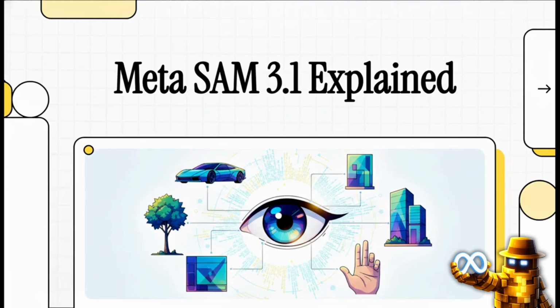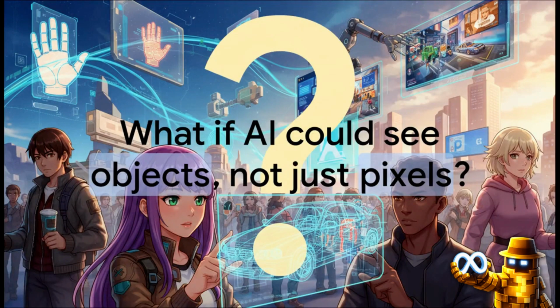Today, we are diving into a really cool breakthrough from Meta that's literally changing how AI sees the world. I mean, imagine an AI that doesn't just look at a picture, but actually understands every single object inside it, what it is, where it's going, all of it. Well, that's the promise of Meta's new SAM 3.1, and we're going to break down exactly how it works and why you should care. So let's start with this question.